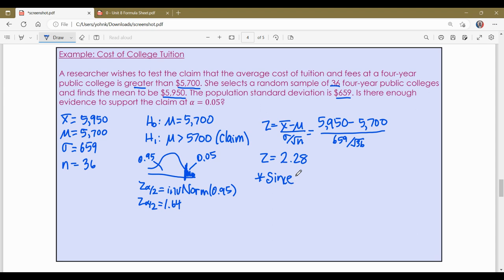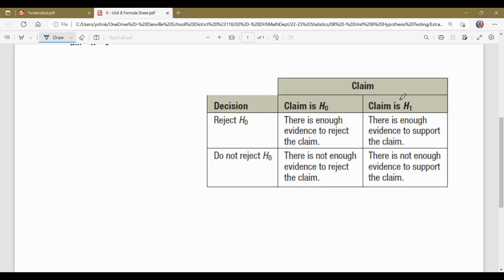So since 2.28 is in the critical region, we reject the null hypothesis. So if we're rejecting the null hypothesis, then there is enough evidence to support our claim. We can check with the graph. We have an alternative claim and a reject. Alternative claim and a reject. Enough evidence to support the claim.